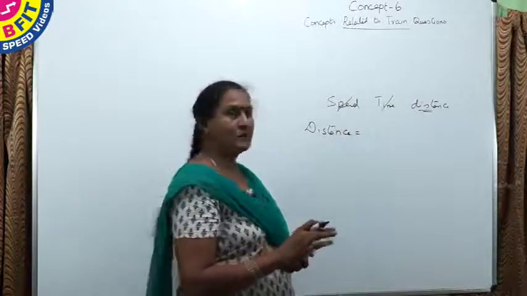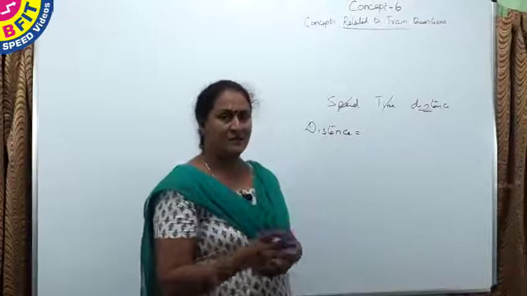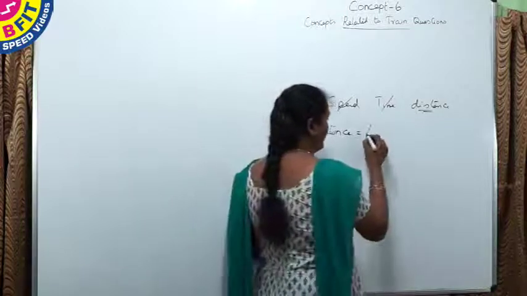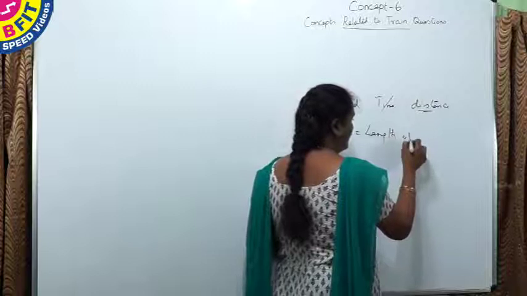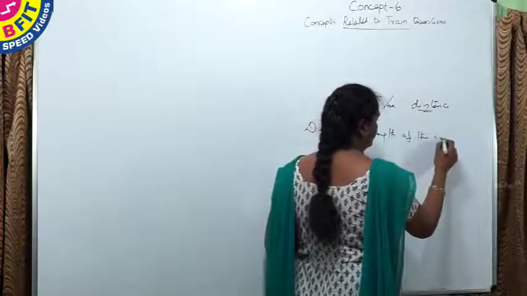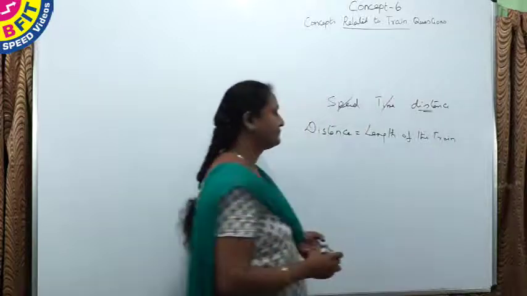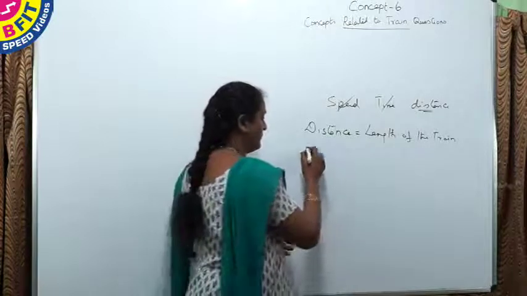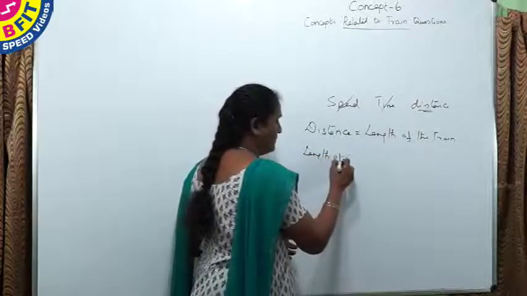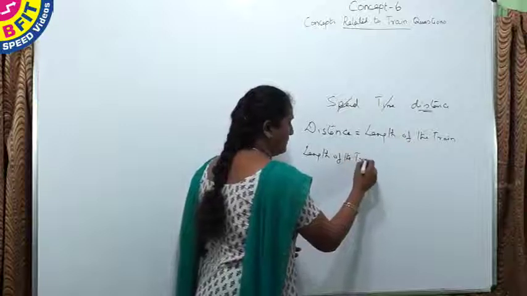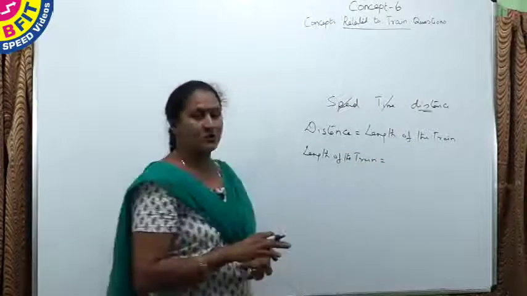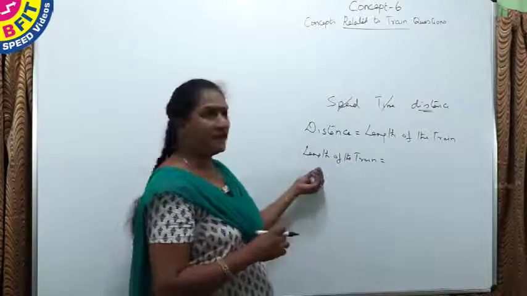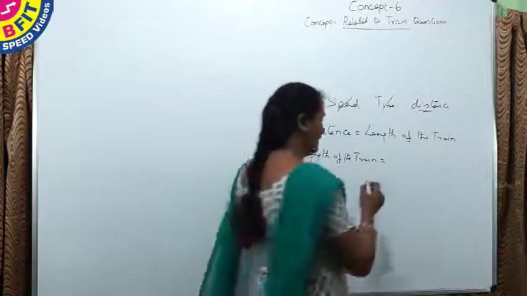As the train is crossing a man, the man's length is negligible, so distance will be equal to the length of the train. So in both the data, the length of the train remains the same. When the train is crossing a man, we will find the length of the train. So length here is the distance, which is speed into time.